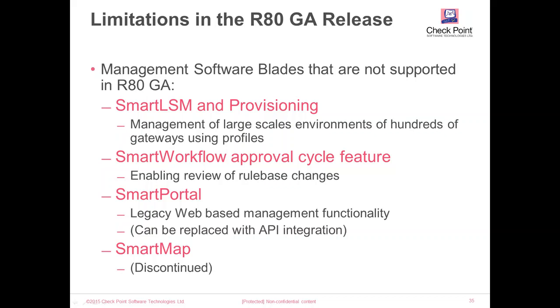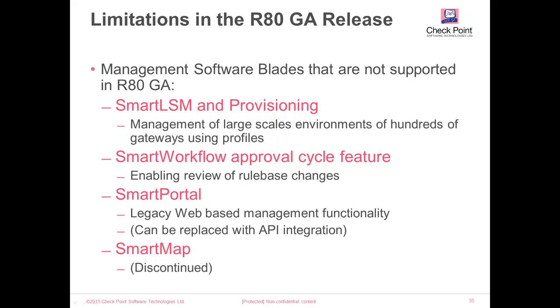Provisioning is going to be available in the next generation security management product. SmartWorkflow is an approval workflow cycle doing, for example, the four-eyes principle and allowing rule-based reviews. This is partly available in R80, so R80 is built around a workflow process, but all the features are not available in R80 today. So for example, the approval cycle with the four-eyes principle is not available in R80 today. So if that is something that a customer is using, they can't upgrade at the moment to R80. That will be available in post-R80 releases somewhere later.